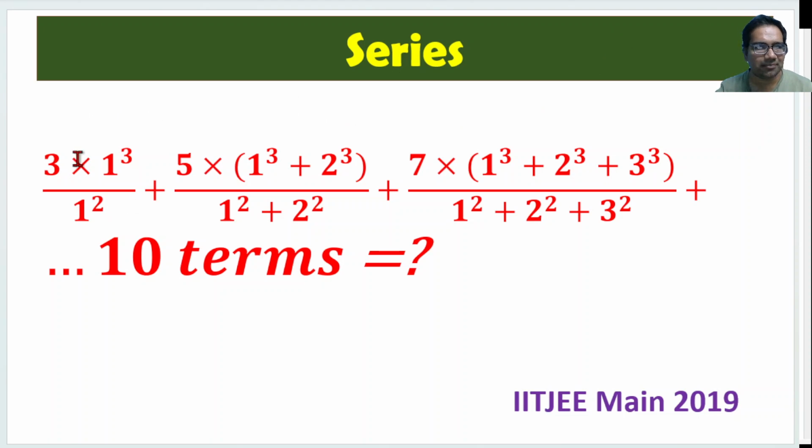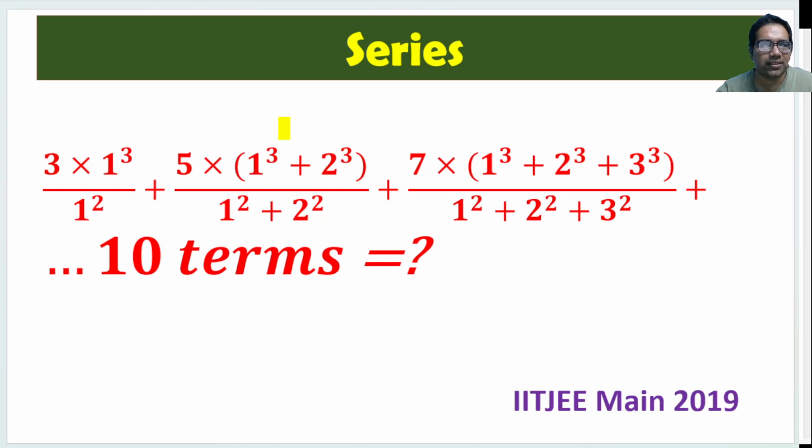We have a series sum. This sum involves cubes, squares, as well as the first odd numbers, starting with 3. So if you can see 3, 5, 7, 9, 11, etc. Whereas in the numerator, 1 cube, 1 cube plus 2 cube, 1 cube plus 2 cube plus 3 cube. Similarly, 1 square, 1 square plus 2 square, 1 square plus 2 square plus 3 square, etc. We have to do the sum.